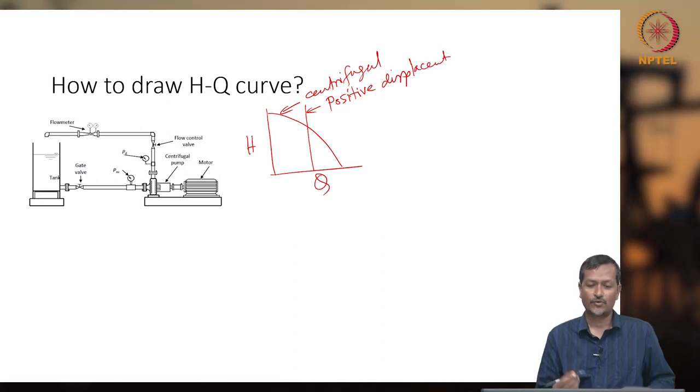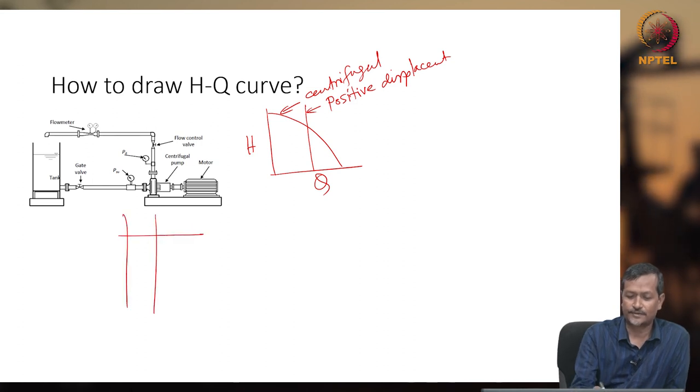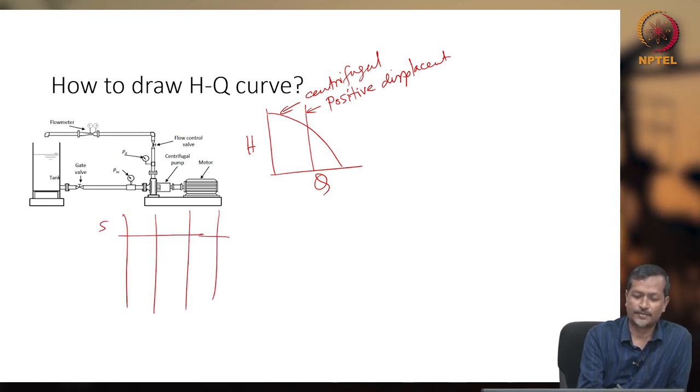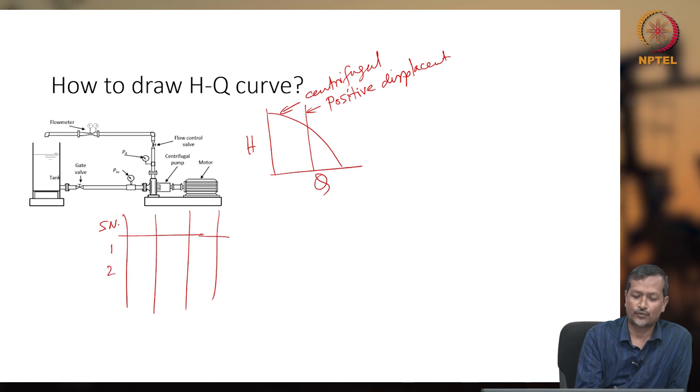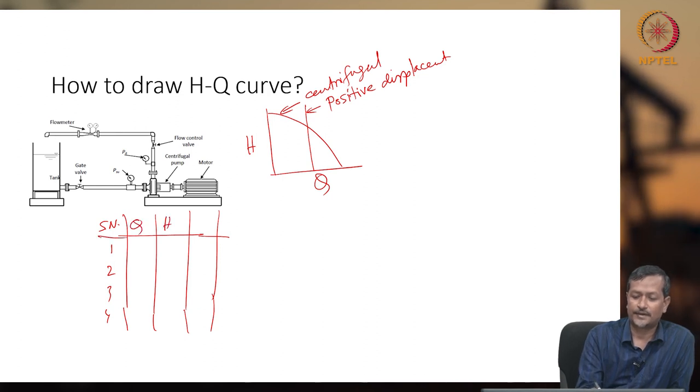Okay. Now how to draw it? So let's say you have one data table, serial number 1, 2, 3, 4, you take some data, okay. So what you do, flow rate, head, then your electric input.